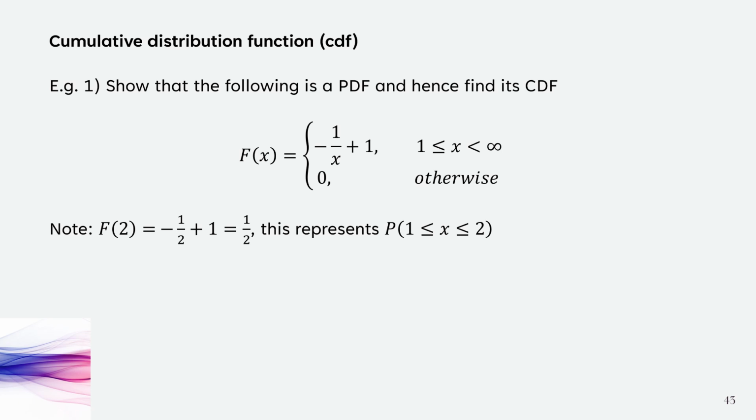So note, if I wanted to find F of 2, I would just sub that into the equation, and F of 2 would equal 1/2. And that represents from 1 to 2, because obviously our domain goes from 1 to infinity, so the F of 2 would be from 1 to 2.